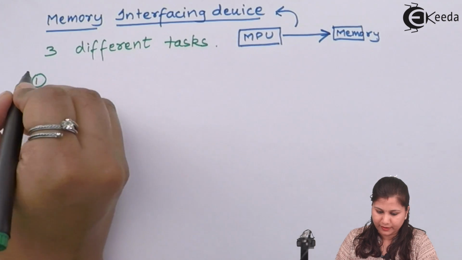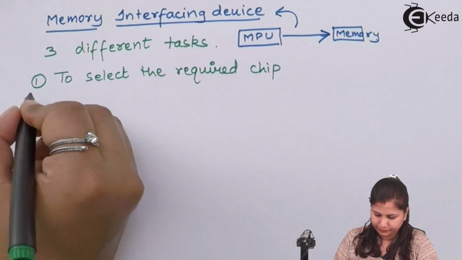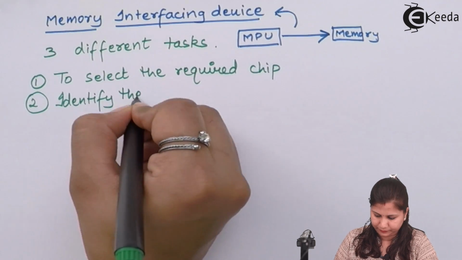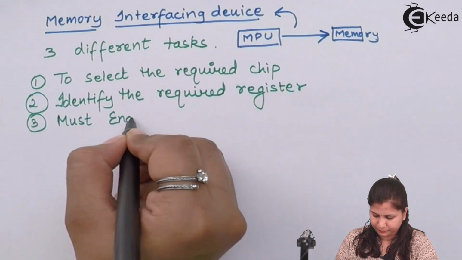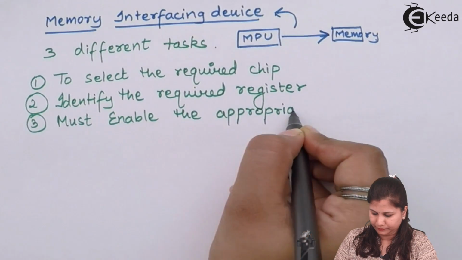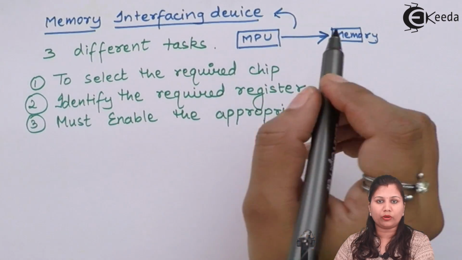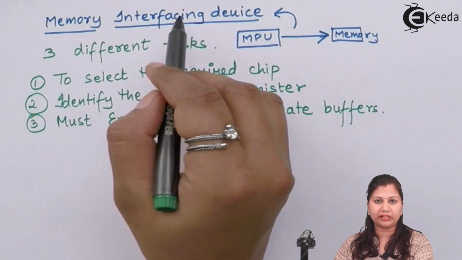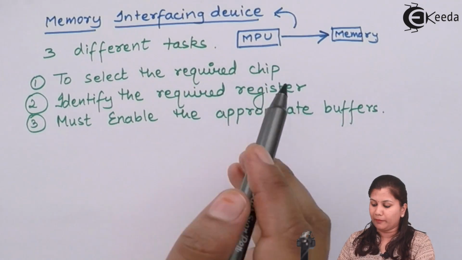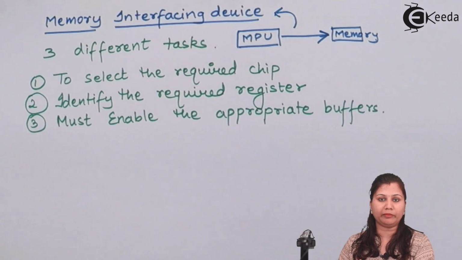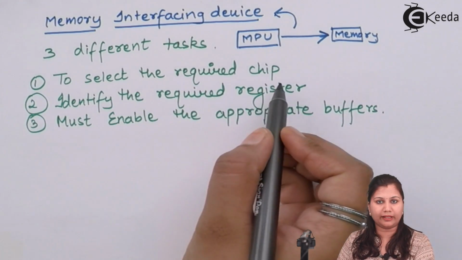Because the microprocessor, whenever it wants to read or write into the memory, will use the memory interfacing device. Now this device performs three different tasks. First, it is going to select the required chip, because the memory is available in the form of different memory chips. So which memory chip is required, that will be selected.